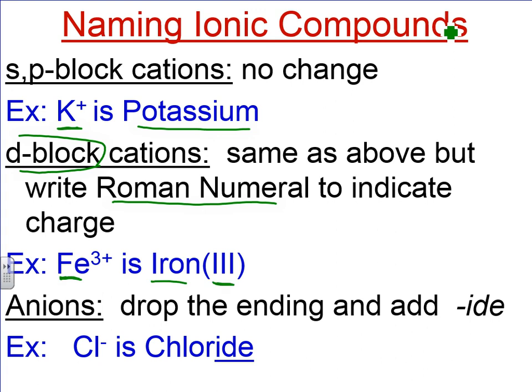So that's for the first part of the ionic compound. The second part, the anion, you simply change the ending to "ide." So here we have chlorine becomes chloride. So you don't say sodium chlorine, you say sodium chloride. And that is the rule, or these are the rules. So let's try some example problems.